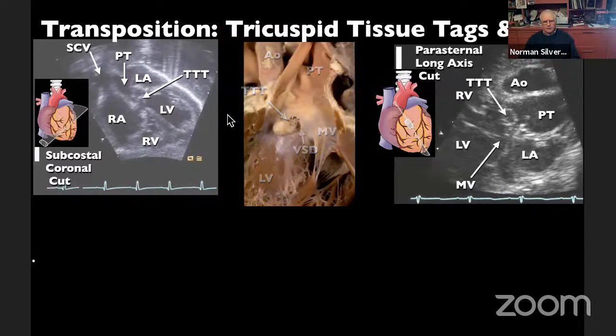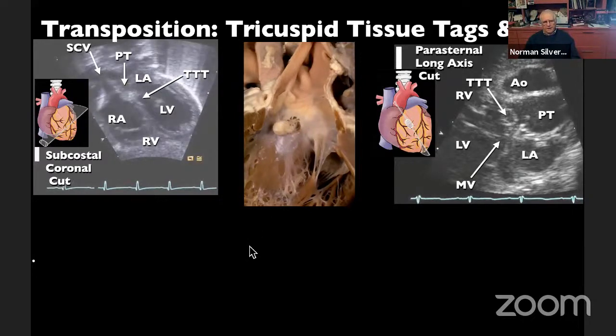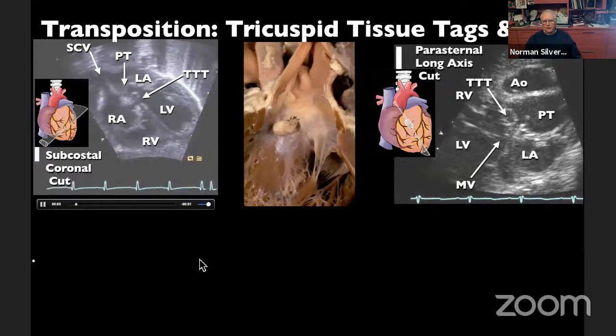Okay, and you can see here that this looks like a left ventricular to right atrial shunt, but indeed the base of the tricuspid valve is over here. And this is just this section of the tricuspid valve as we look at it from the left ventricular aspect, herniating underneath the pulmonary trunk. And I'll put that in motion so that you can see it. And this is the subcostal coronal cut.